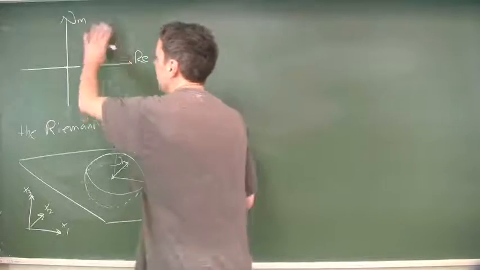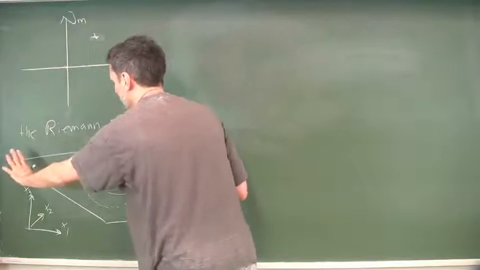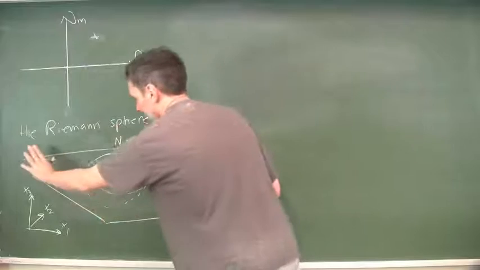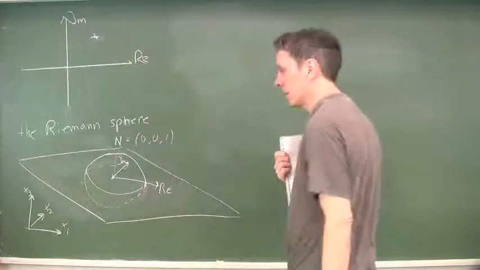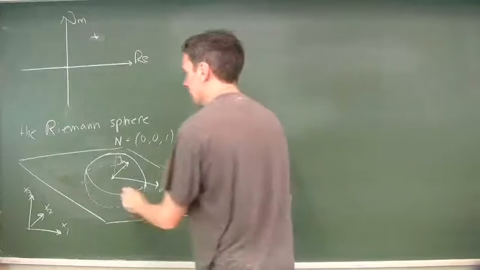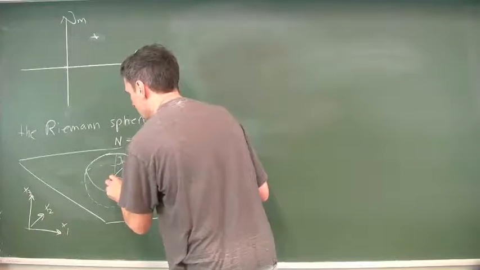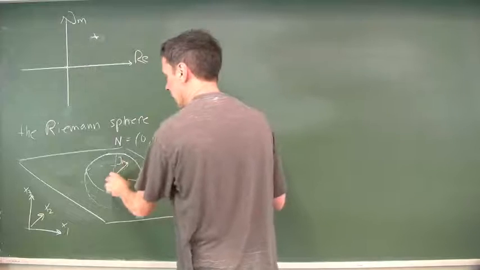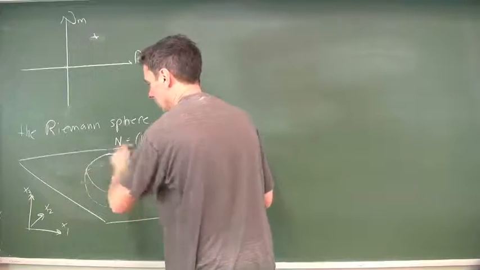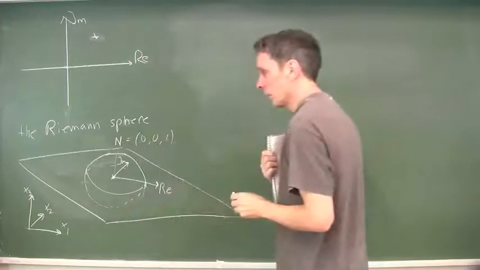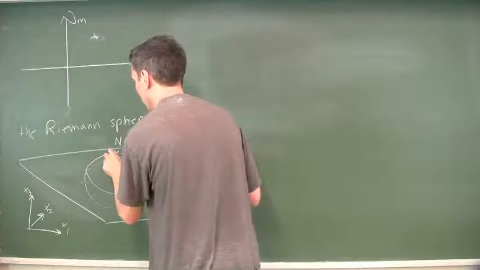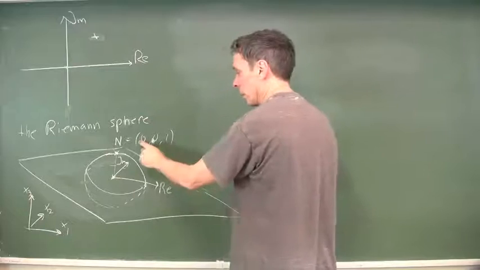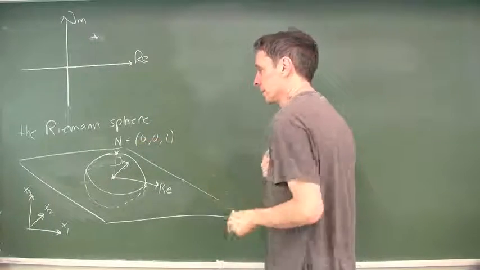Maybe consider this plane to be a plane in 3 space. So I have drawn this plane as a plane in 3 space. And then imagine we have the origin here, and we draw a sphere with radius 1 around the origin. And then we take the north pole up here, which will be the point with coordinates 0, 0, 1.